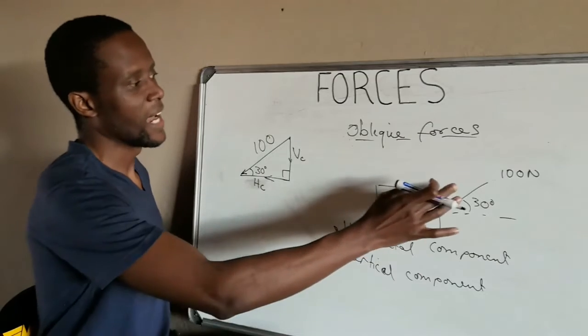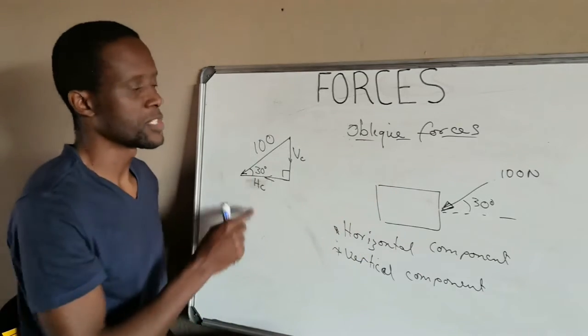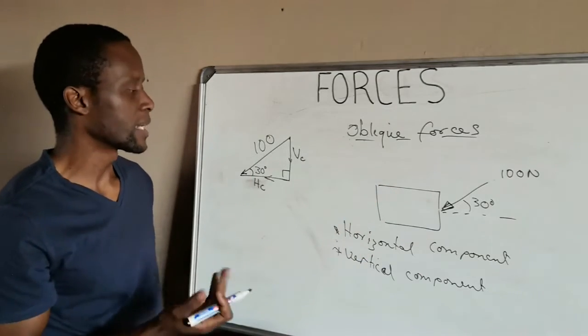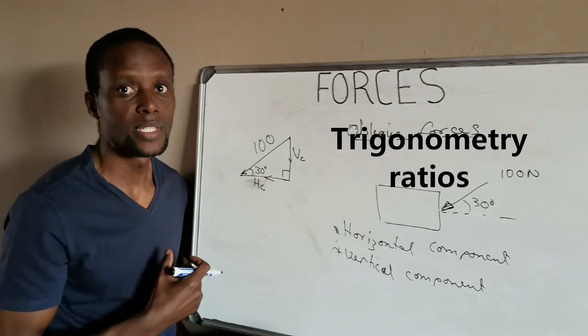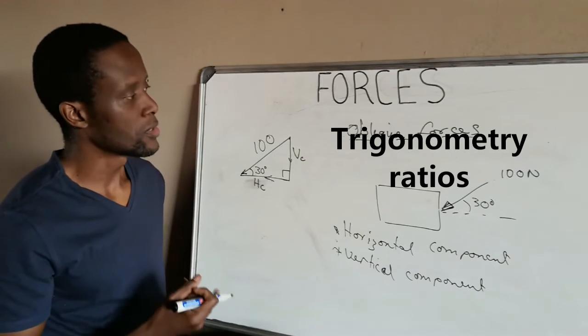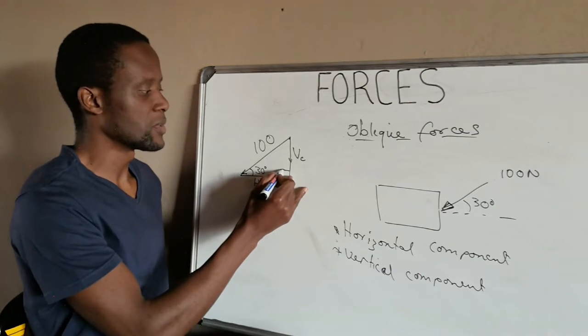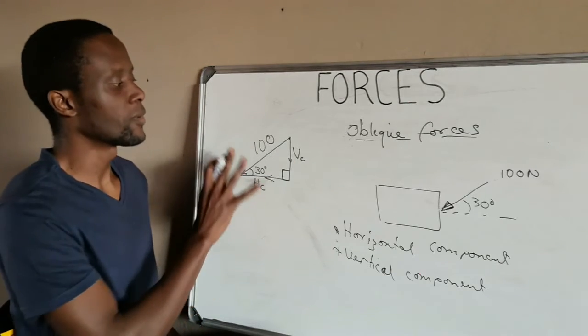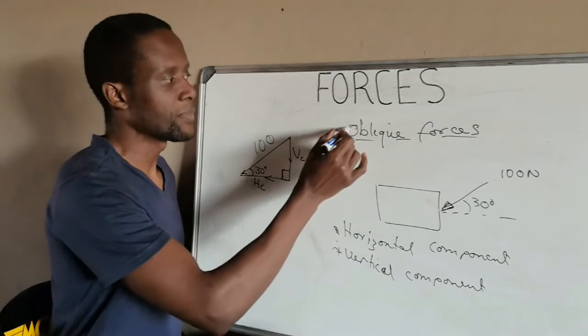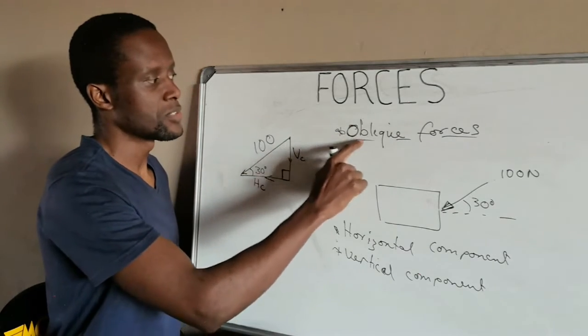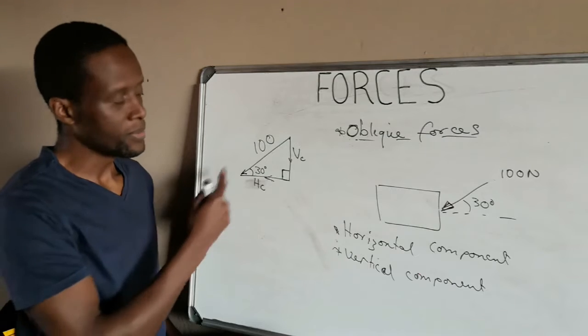So every time we have an oblique force, let's reduce it to a triangle. And with a triangle, it becomes much easier. We can use all the trig ratios, the tan, the cos, and the sine. We can also use the Pythagoras theorem on a right angle triangle. Every time we get an oblique force, let's reduce it to a triangle and it becomes much easier.